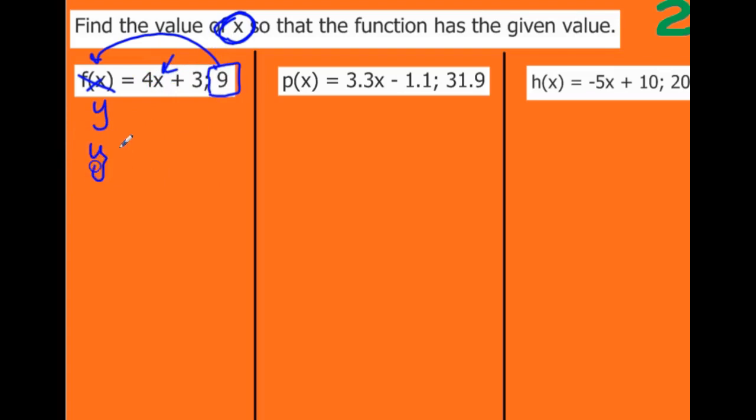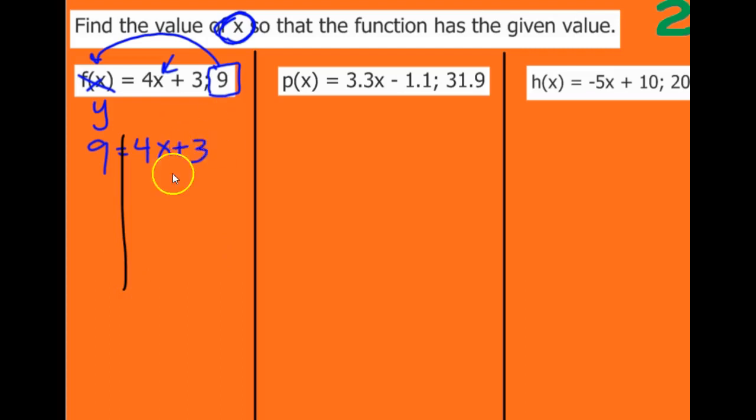So it would say y equals 4x. Now I'm messing up. Let's try that again. Y is really going to be 9 equals 4x plus 3. There we go. We plugged in a 9 for y. And now we're just going to solve this. We know how to solve this type of equation.